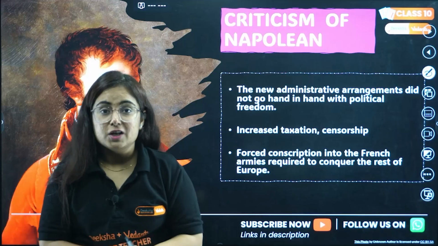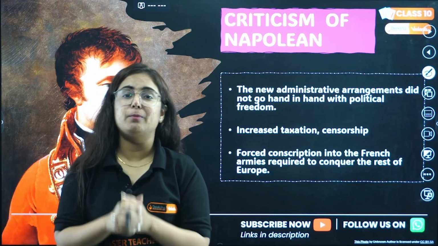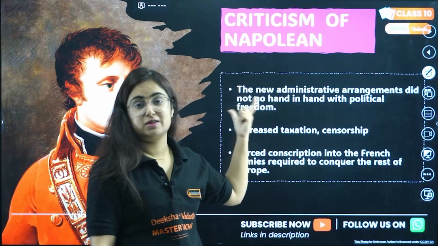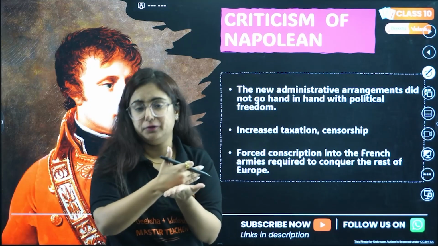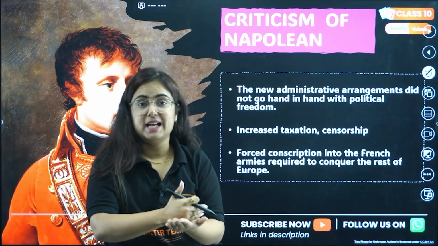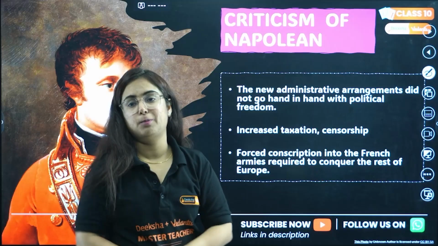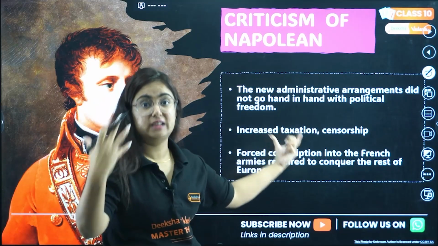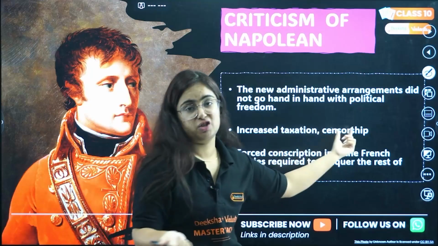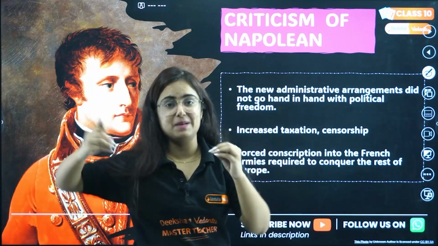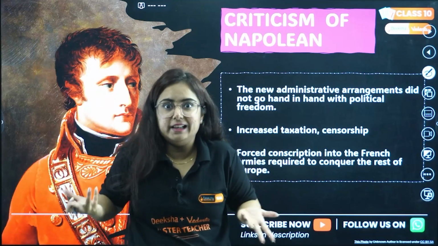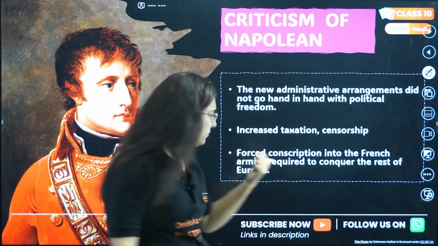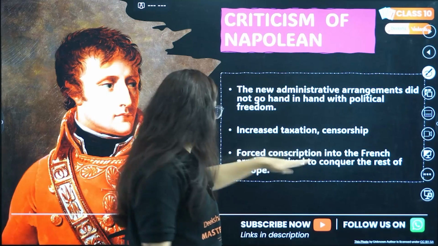Getting my point? So initially everyone welcomed Napoleon nicely, but later on understood that this administrative system only gives social freedom as well as economic freedom, but not political freedom. Right? However, when Napoleon came, there was a big increase in taxation and censorship too. Censorship, that nobody can speak against the ruler. Exactly what a dictator does. And forced conscription into the French armies.